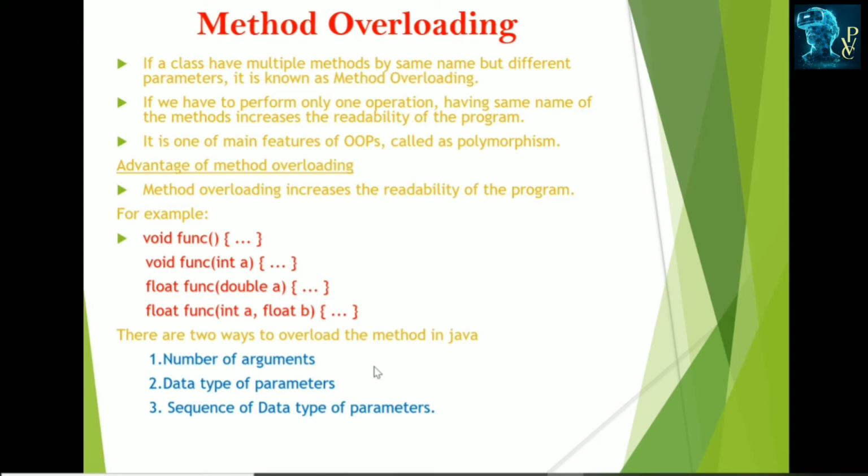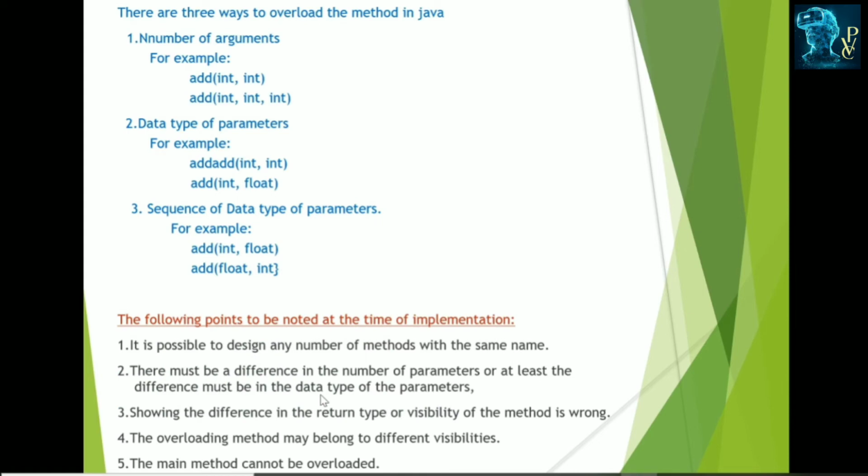That is, the number of arguments, and another is the data type of parameters and the sequence of data types. These three may be the three ways to overload methods in Java.